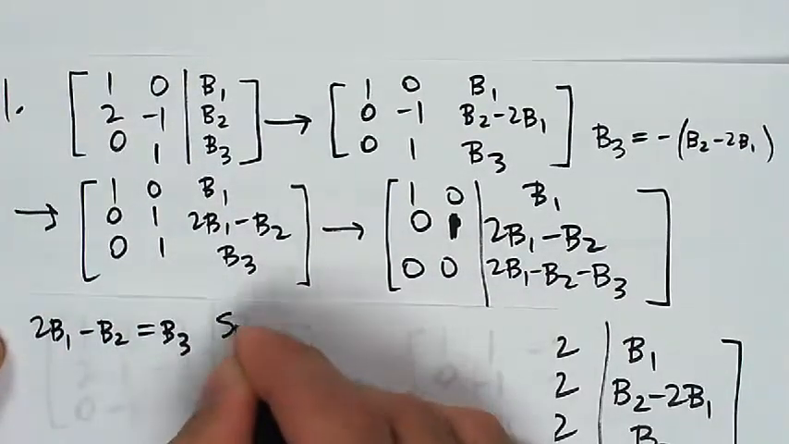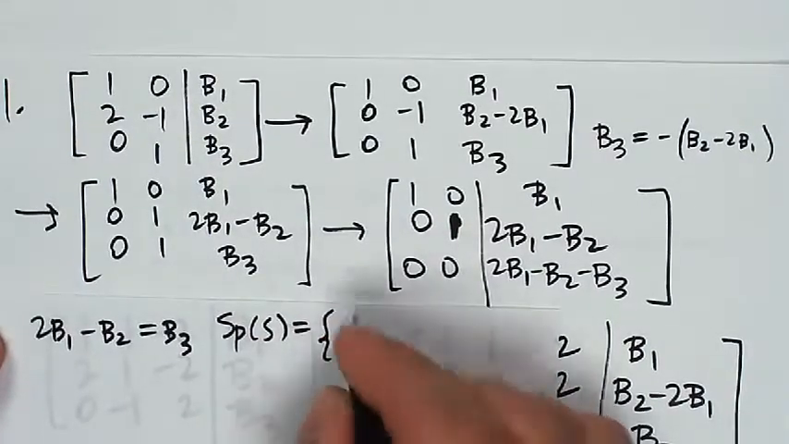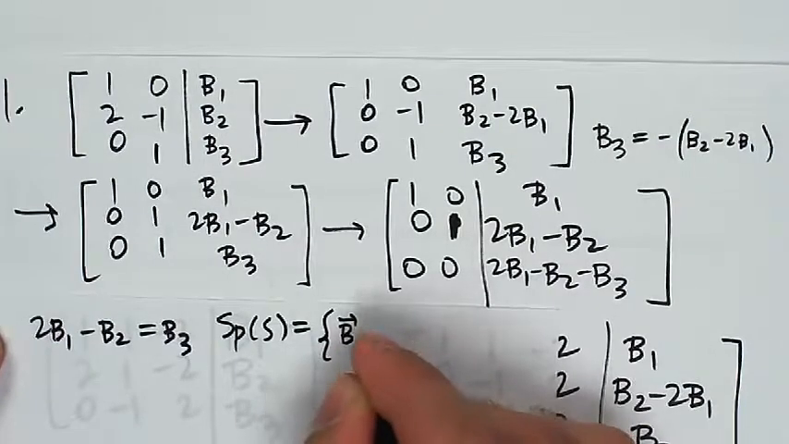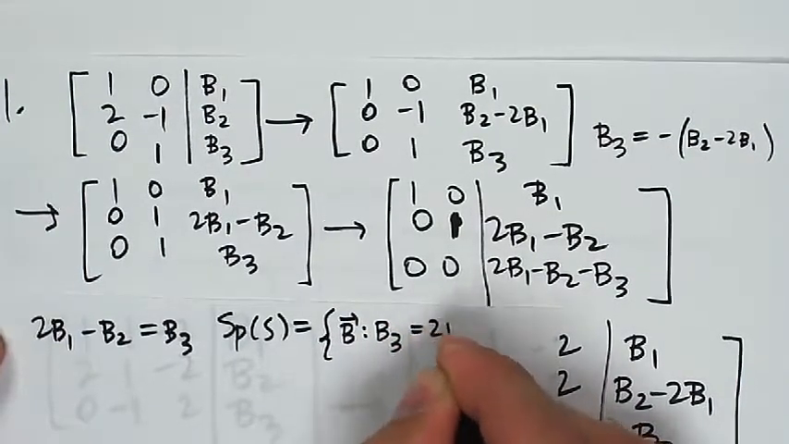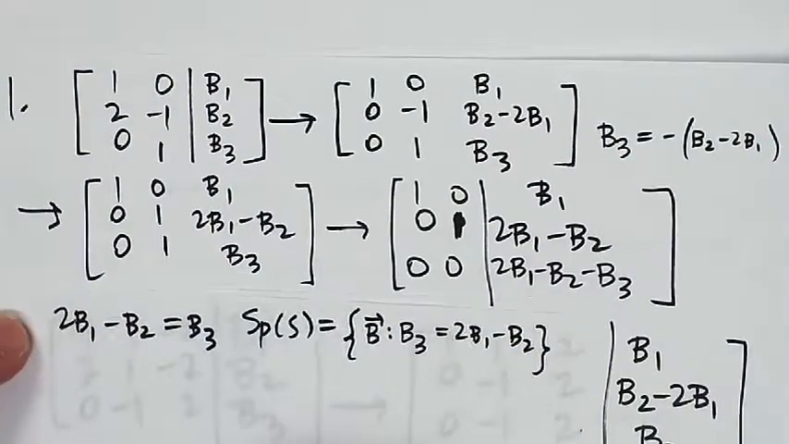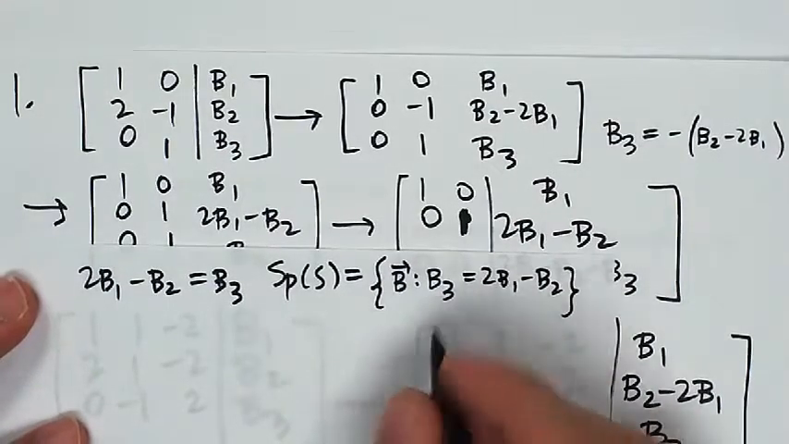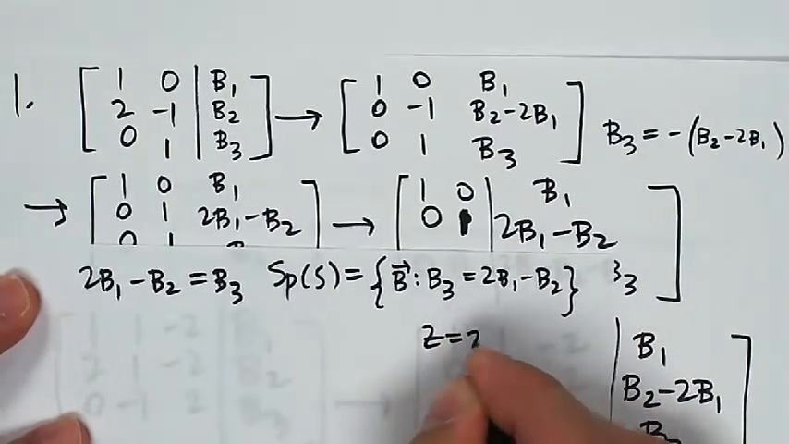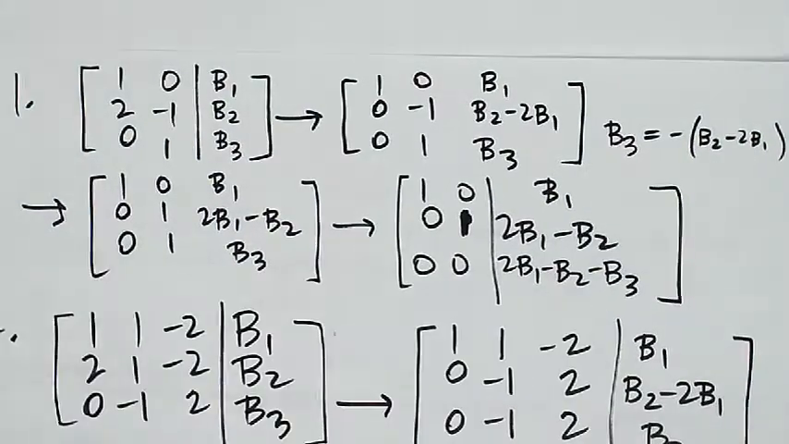So the span of that set that I was originally trying to find is the set of all, I'll just call them b's right now, b's for which b3 equals 2b1 minus b2. And something I might want to throw out there is that this is like, in 3-dimensional space, the plane z equals 2x minus y. Okay, just gonna throw that out there. All right, moving on. Number 3.